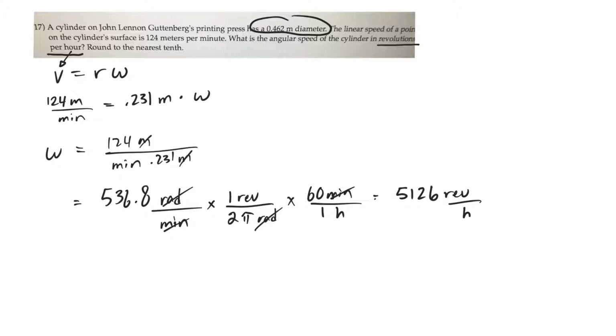Now, you think about today's printing presses, they're probably way faster than that. But the time of Gutenberg's, that's the old one, that's not a bad number for that. Okay, hopefully that helps you with that question.